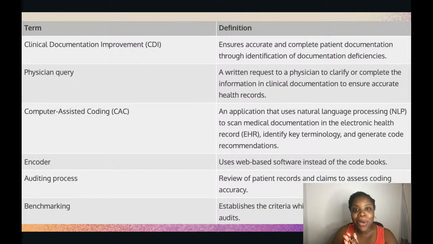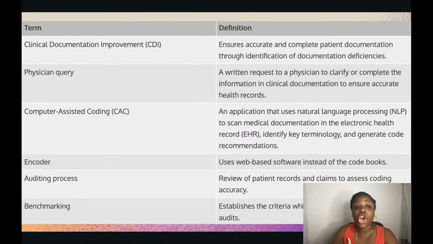Just a heads up for those that may be here that are coders, these are not here to take jobs away, right? A computer is not going to know that Dr. M normally makes a mistake and actually meant to put this code instead of that code. That human touch cannot be given in these systems. So that's why the coders are still needed even with all of this technology, okay? So that's what a CAC system is. It's there to assist by reading a note and being able to identify key terminology and provide recommendations, which may or may not be taken by the user.